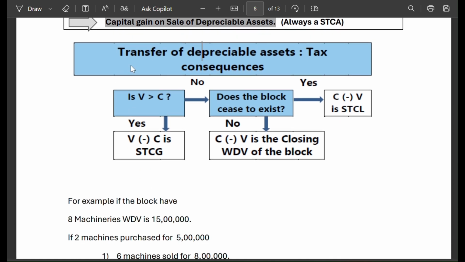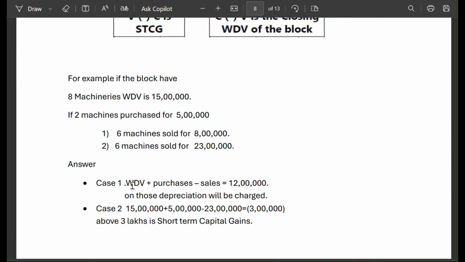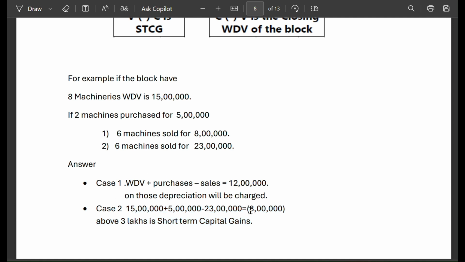If the company transfers depreciable assets and the sale value is more than the written down value as on the date of the sale, then the entire amount, that is the sale value minus the entire WDV of that block, is the gain. For example, we have 8 machineries with written down value of 15 lakhs, and you purchase 2 machineries for 5 lakhs. In case 2, 6 machineries are sold for 23 lakhs. So what is the remaining amount after the sale? That is the written down value plus purchases minus sale value, which is 3 lakhs. So this 3 lakhs is the capital gain, which is chargeable as short term.